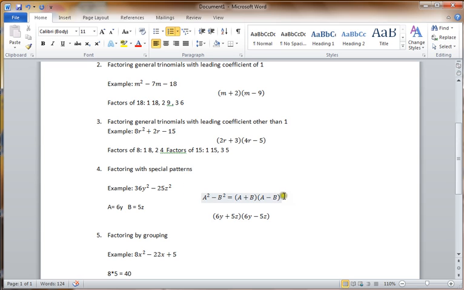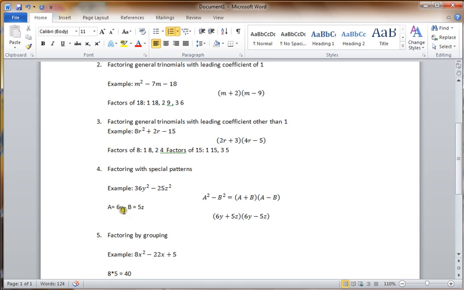So I take this special pattern, and the important thing to realize here is that A and B don't have to be like a single entity. It could be a whole bunch of stuff. Whole bunch of stuff squared minus whole bunch of stuff squared factors into this general pattern. So your task is really to figure out what A and B is. And once you figure out A and B, then you just plug in A and B, and you've factored it. So in this case, the A squared is going to be 36y squared.